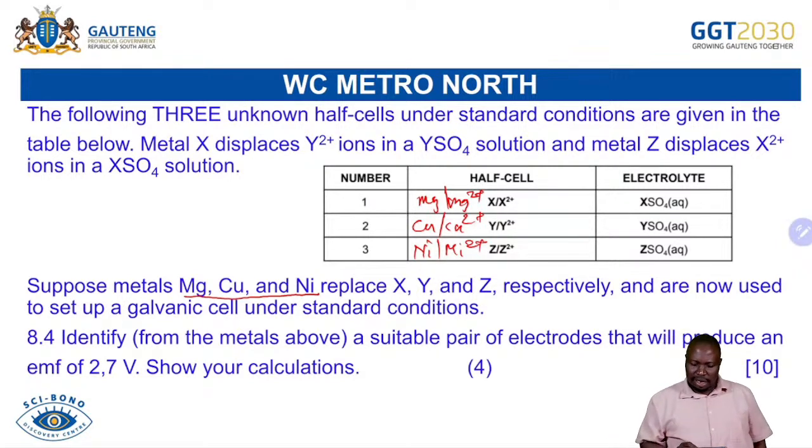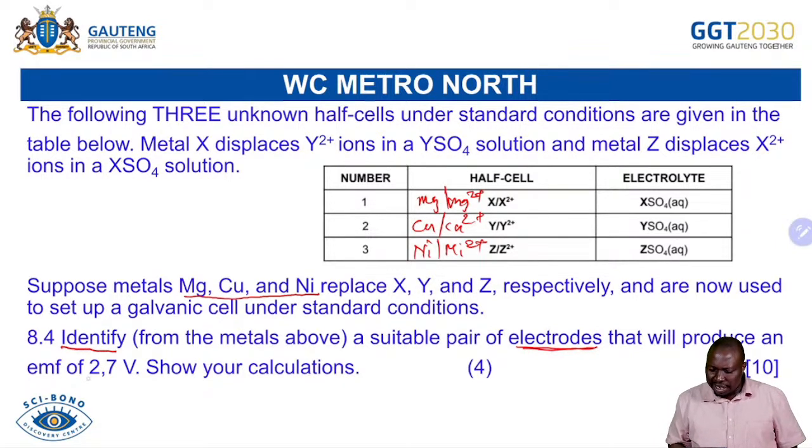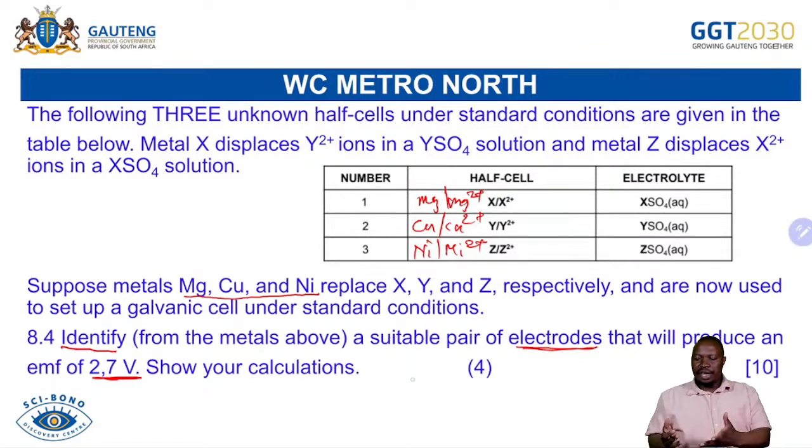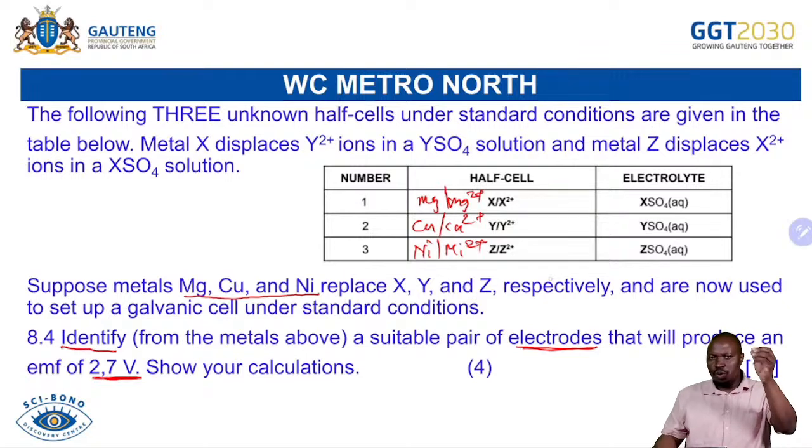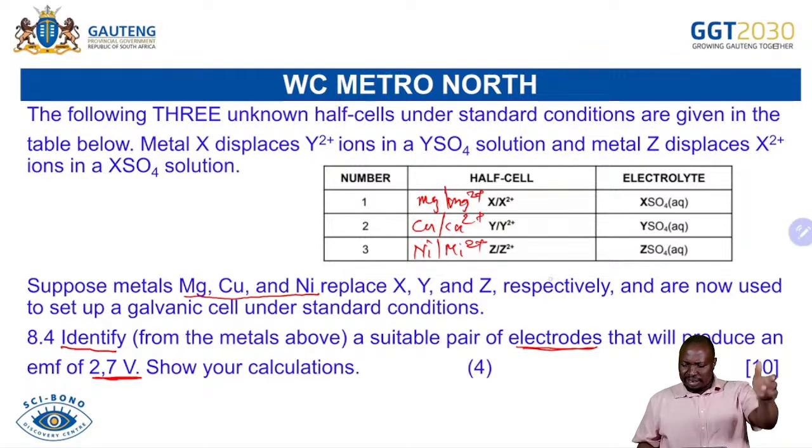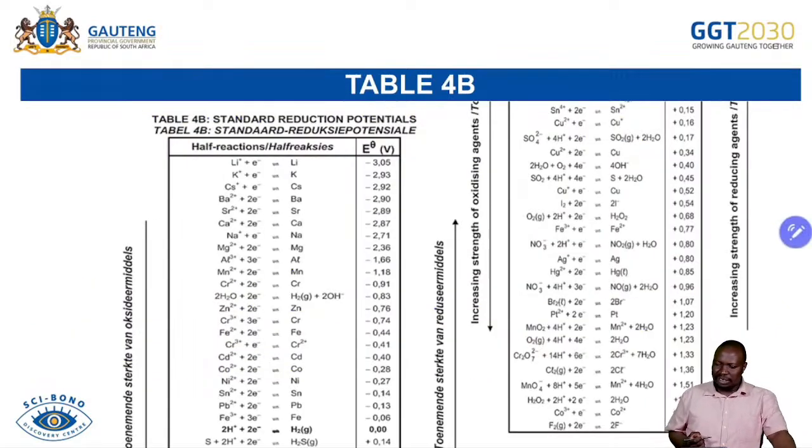The question is saying: identify from these metals above, nickel, copper, and magnesium, a suitable pair of electrodes that will produce an EMF of 2.7 volts. Show your calculations. So this question is simply saying calculate the EMF, because we only take them in pairs. Of the two above, which ones, when you bring them together, will give you an EMF of 2.7 volts? That's what this question is asking for.